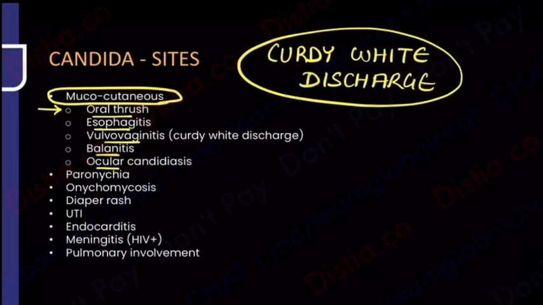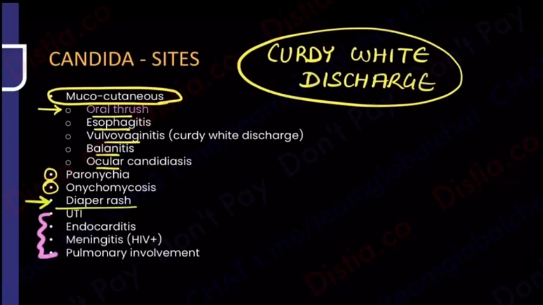Then what else? In kids, you can have involvement. One of the very famous ones, where you get a question, is diaper rash. Nails can be affected: paronychia and onychomycosis. And after that, every organ is possible, from the bladder to the heart to the lungs to the brain. Every organ is possible.